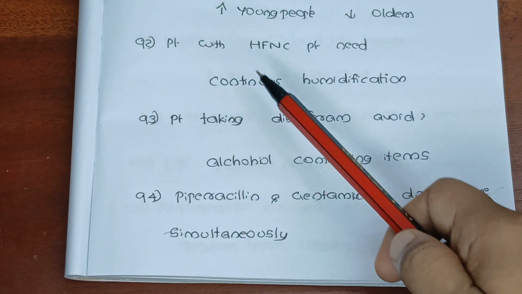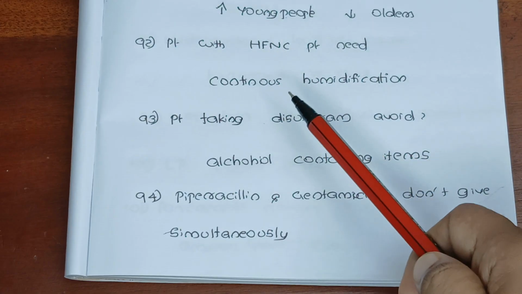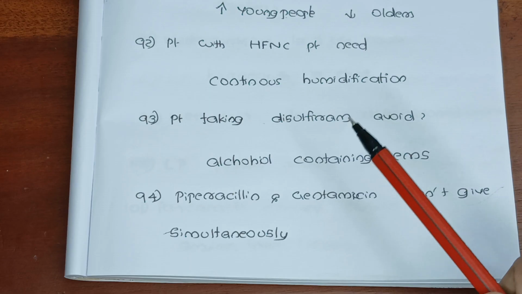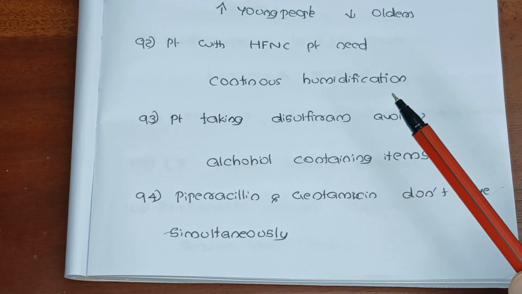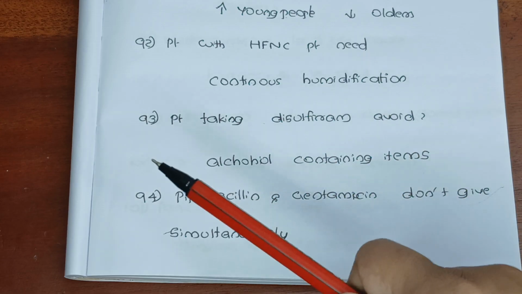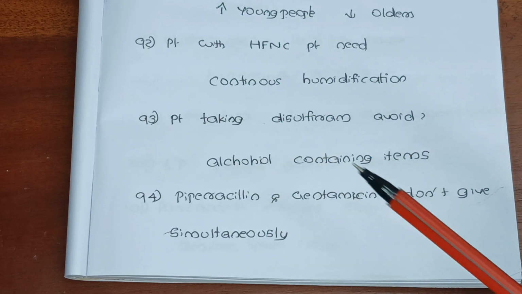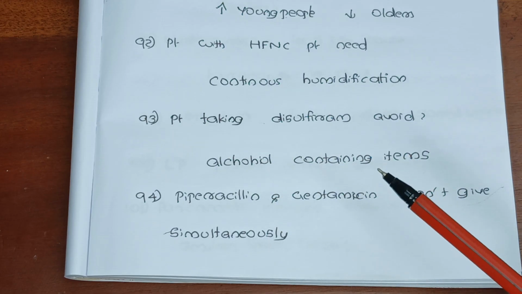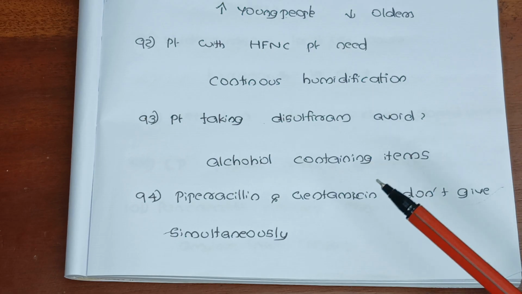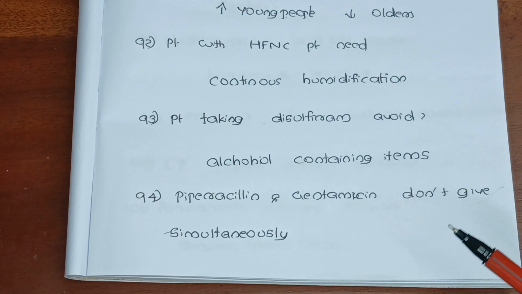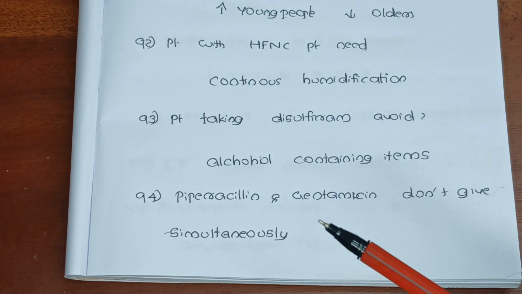92. Patient with HFNC, that is high flow nasal cannula, needs continuous humidification. Continuous humidification is needed to prevent injury to the mucosal epithelium. 93. Patient taking disulfiram should avoid alcohol and alcohol containing items, it will produce aversive symptoms. 94. Piperacillin and gentamicin injection should not be given simultaneously, because if both are given simultaneously, it will decrease the effectiveness of the antibiotic.